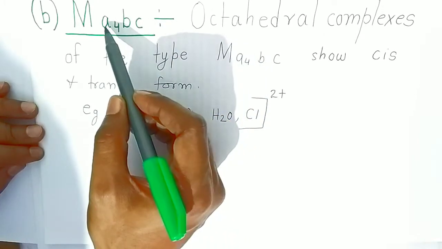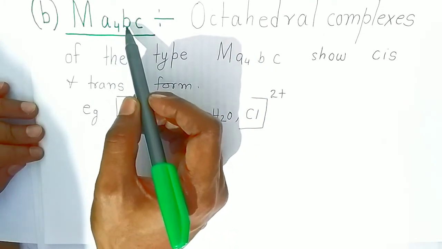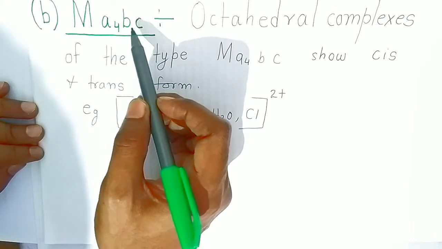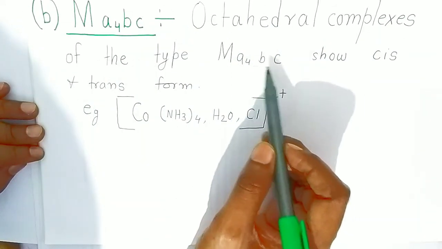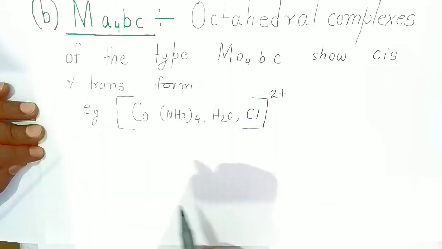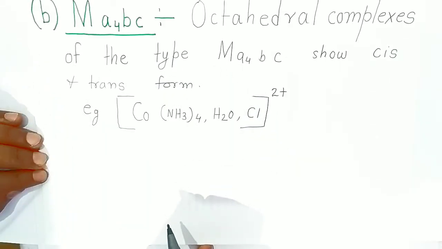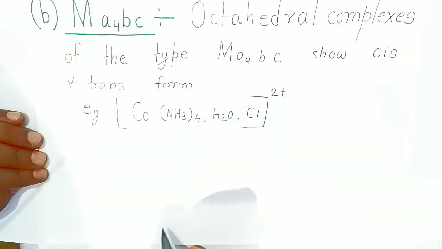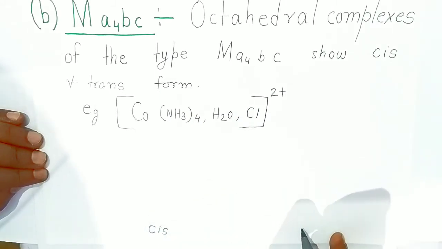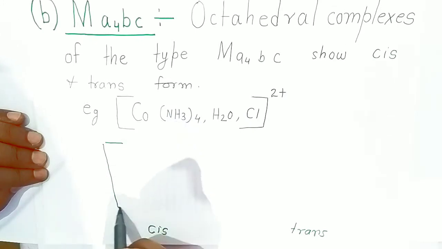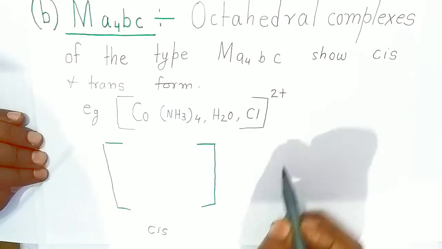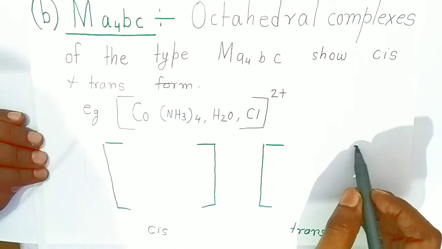Now the second type we are going to see is metal Ma4BC. The number of ligand A is 4, the second ligand B is only one, and C is the third ligand. Octahedral complexes of this type Ma4BC show cis and trans structures. First we write the cis structure, then we will write the trans structure. This is the complex symbol and this is the second complex symbol like this.